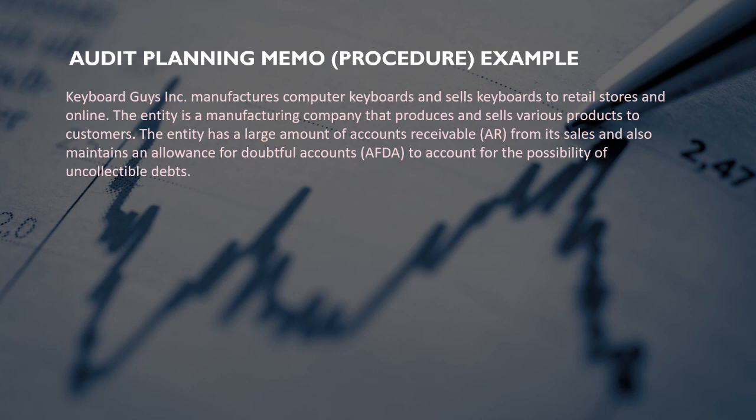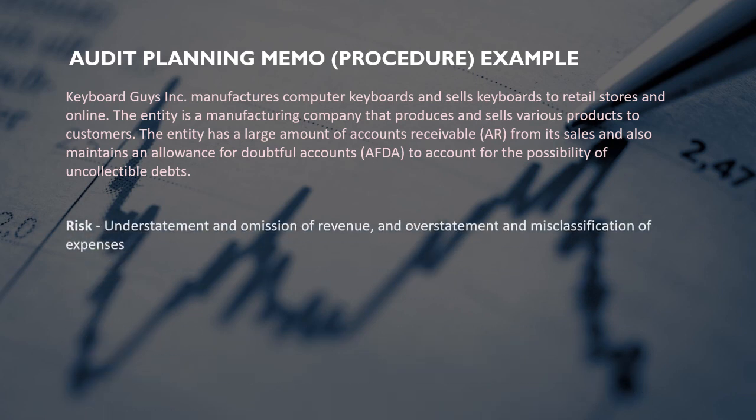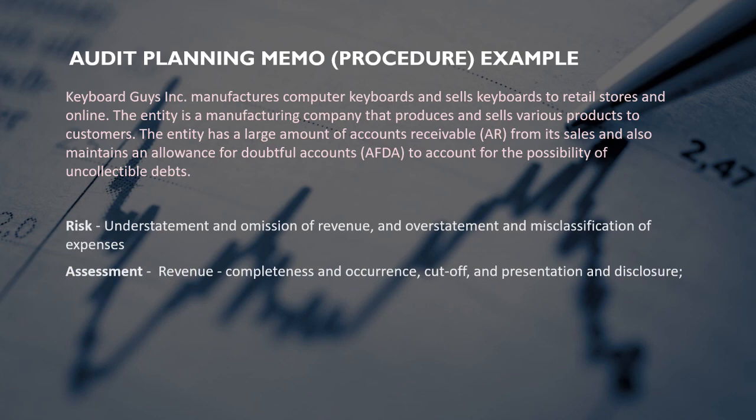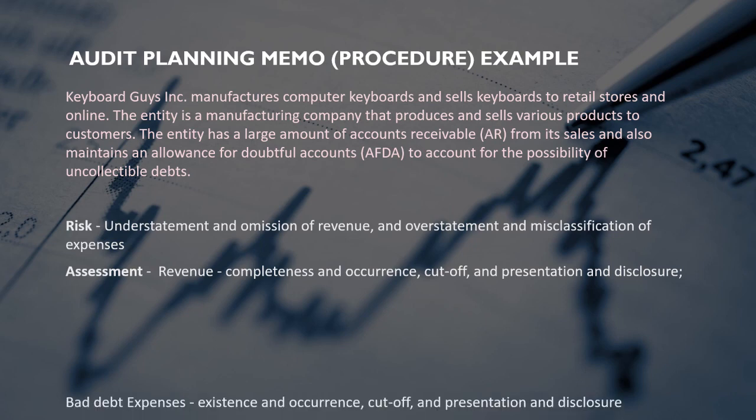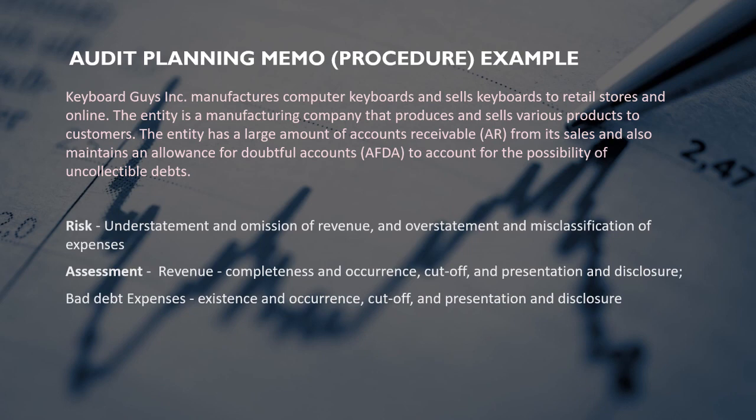We must assess this example using RAP: risk, assessment, and procedure. First, risk: understatement and omission of revenue, and overstatement and misclassification of expenses. It is possible to understate the revenue due to the large amount of accounts receivable. For assessment, revenue: we are concerned about completeness and occurrence, cutoff, and presentation and disclosure. For bad debt expenses: existence and occurrence, cutoff, and presentation and disclosure.